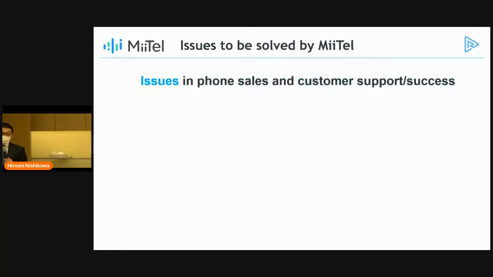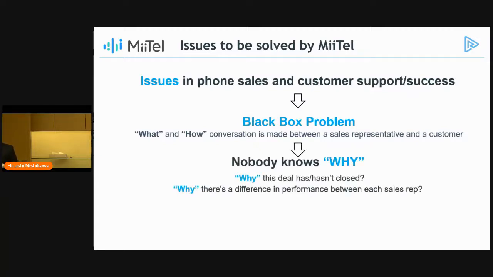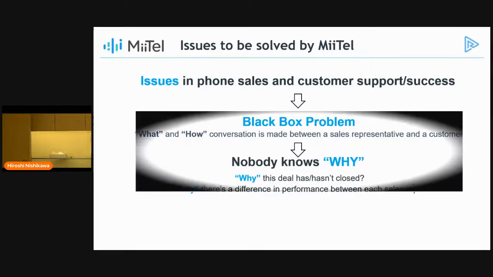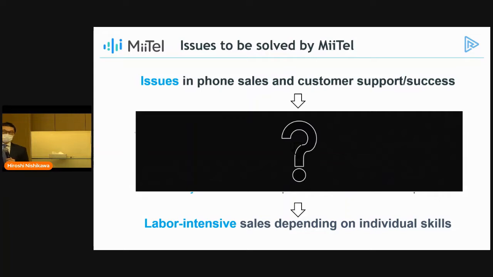First, let me articulate the issues in phone sales or customer support or success. It is called the black box problem. What and how conversation is made between reps and the customer is a black box. Therefore, nobody knows why this deal has or has not closed, or why there is a difference in performance between each rep. So it ends up with a labor-intensive sales or CS, depending on individual skills.